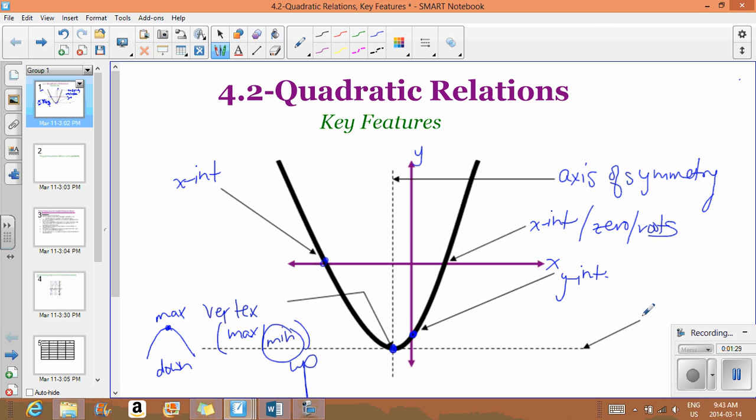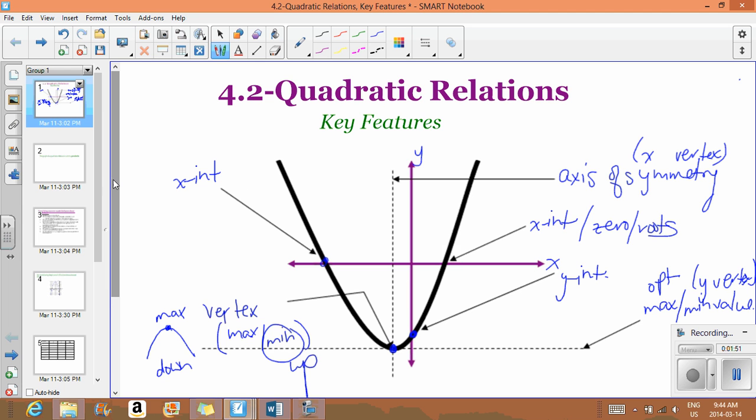And this one here is your max or min value. So it is either your highest or your lowest spot. Notice that the axis of symmetry is always the x part of the vertex, and the optimum value, or the max or min value, is always the y of the vertex.